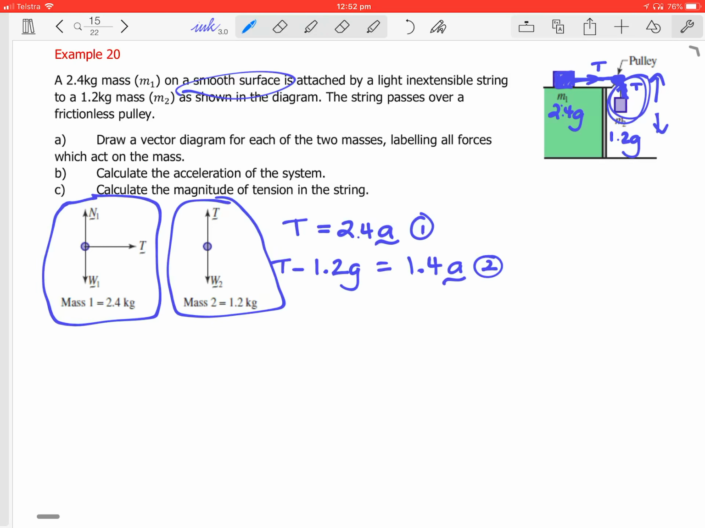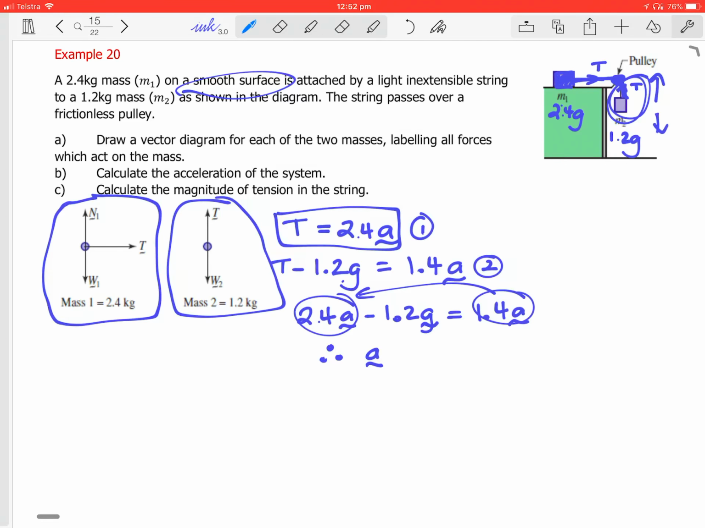Okay, so what do we know? We can put T into this equation. So 2.4a minus 1.2g equals 1.4a. So therefore our acceleration of the system is 2.4 minus 1.4, which is just 1a, and that equals 1.2 g. Did I stuff something up? A equals 1.2 g.